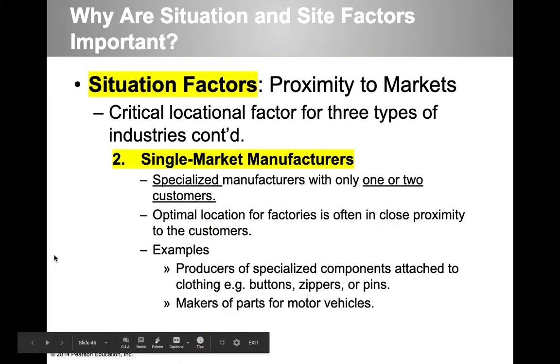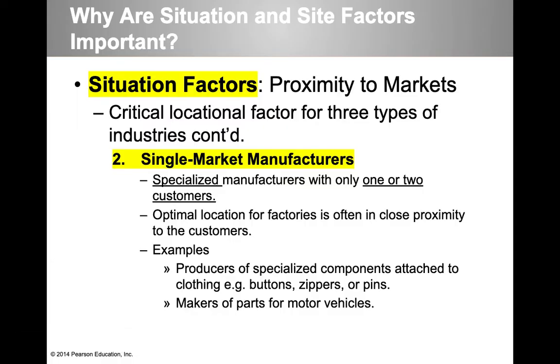Single market manufacturers are going to be specialized manufacturers. So they're going to have one or two customers, like the YKK zipper. It's going to be located in 68 countries. Usually the manufacturer or clothing industries will buy that, so that's their one or two customers.